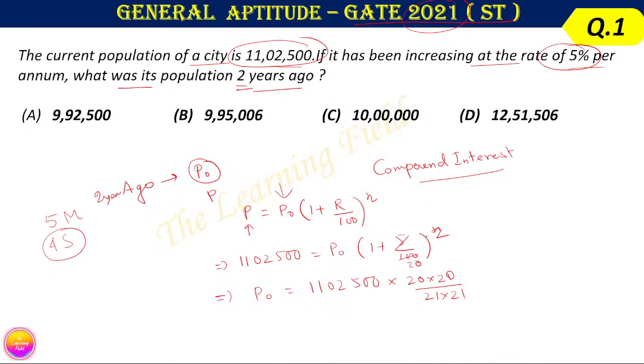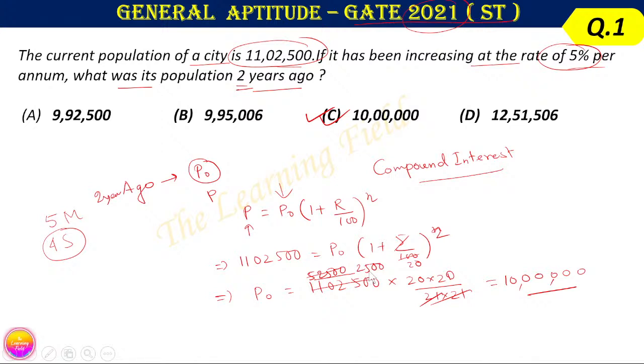If we cancel, this is equal to 21, and we get 52500, and after that we get 2500. If we multiply 2500 by this 20 and this 20, we get 10,00,000. This one is the answer. This is the population 2 years ago. So option C is the correct option.